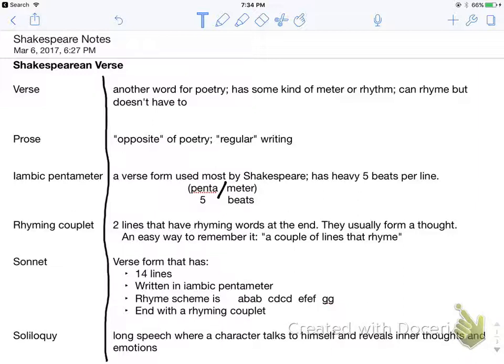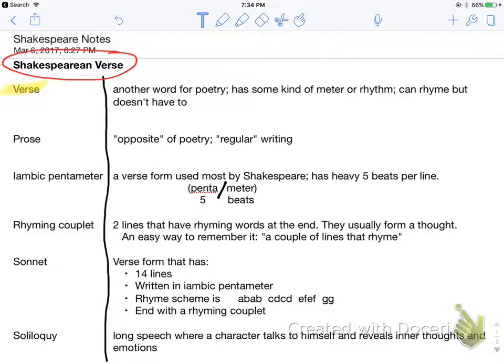Okay, so we're going to start the notes. The first thing that I want you to write up at the top is Shakespearean verse. That's one of the categories that we're going to talk about. We'll talk about two categories during these notes. So you're going to write Shakespearean verse up there at the top, and then your first term is verse. And verse is just another word for poetry. It's that simple.